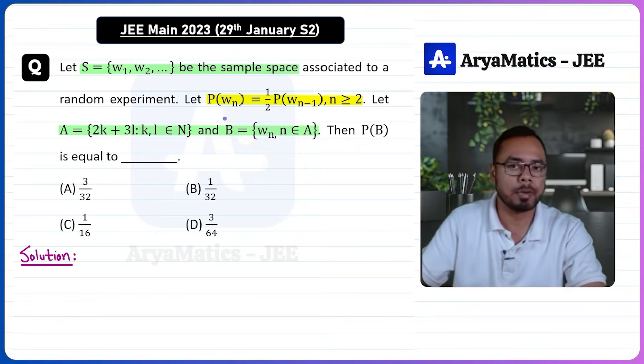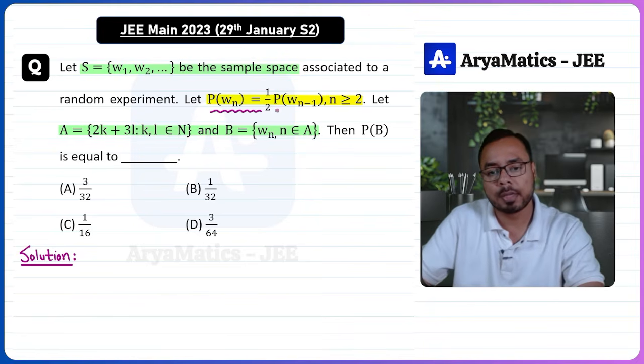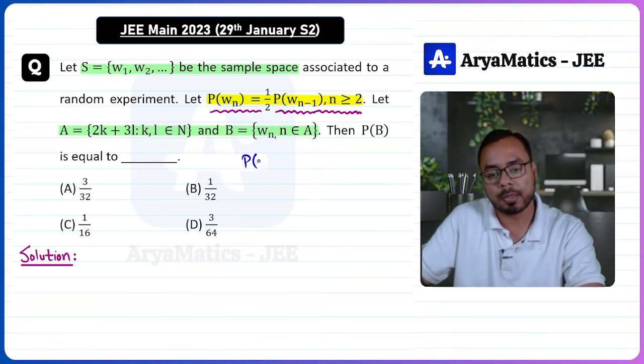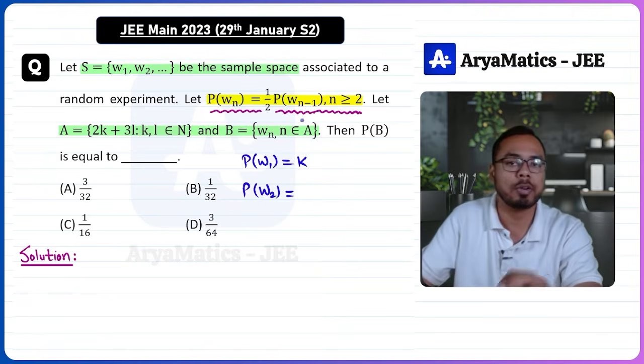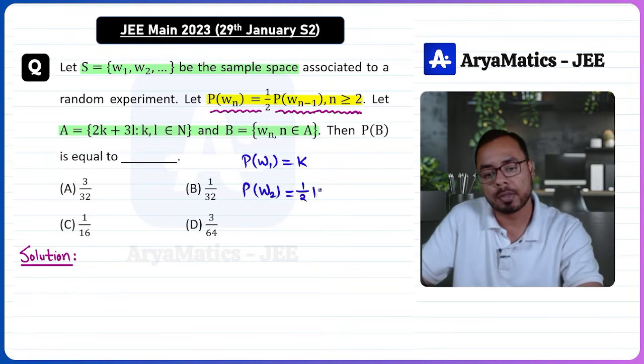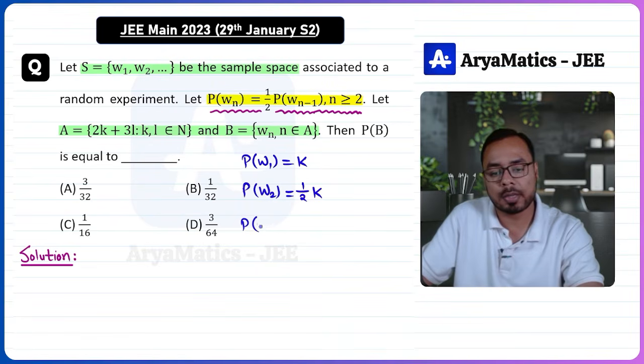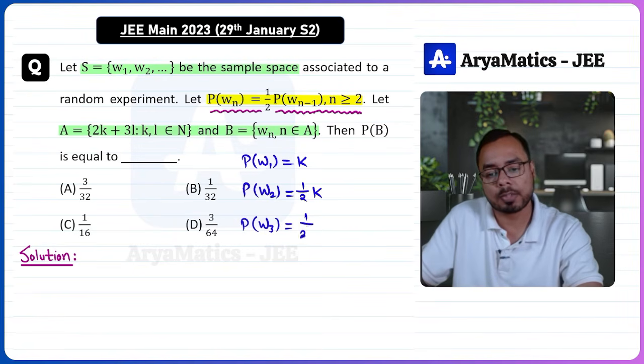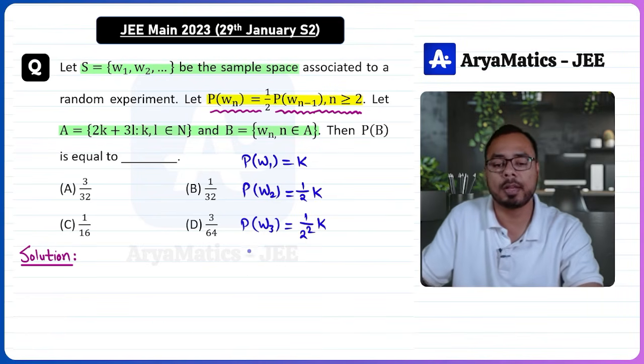Now, in this problem, there are a number of relations that we have to decode. The very first one is that probability of omega n is half of probability of omega n minus 1, where n is more than or equal to 2. So let us say probability of omega 1 is some constant k. That means probability of the next event omega 2 will be half of probability of omega 1, so this will be half of k. Similarly, probability of omega 3 will be half of probability of omega 2, so you get 1 by 2 square multiplied by k. And in this manner, it will continue up to infinity.